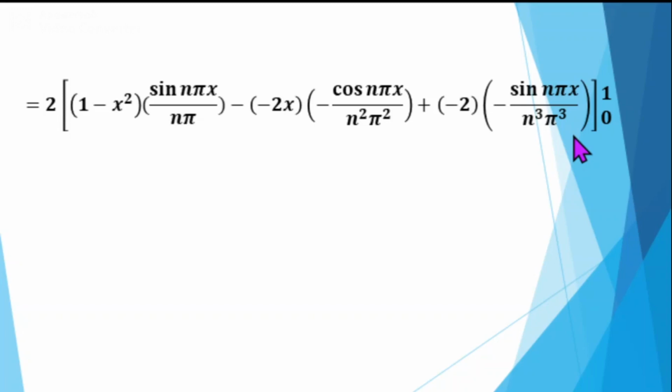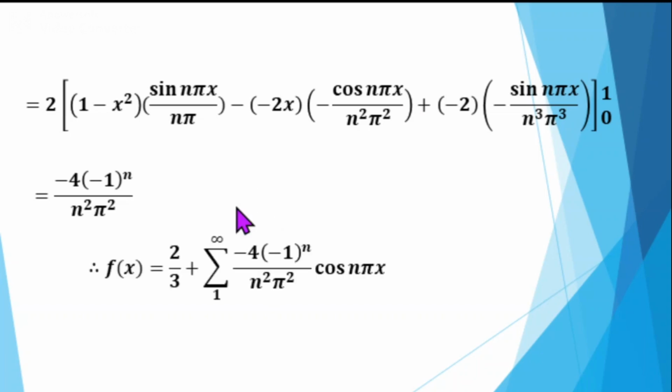Then substitute the limits x from 0 to 1 and note these 2 points. At x equal to 1, the upper limit, sin n pi is 0. So the first and last terms will become 0, and at the lower limit x equal to 0 we have sin 0 equal to 0. Again at the lower limit the first and last terms will be 0. So apply the limits for the second term only. So we'll have an equal to minus 4 into minus 1 raised to n by n square pi square. Here note that the value of cos n pi is minus 1 raised to n.